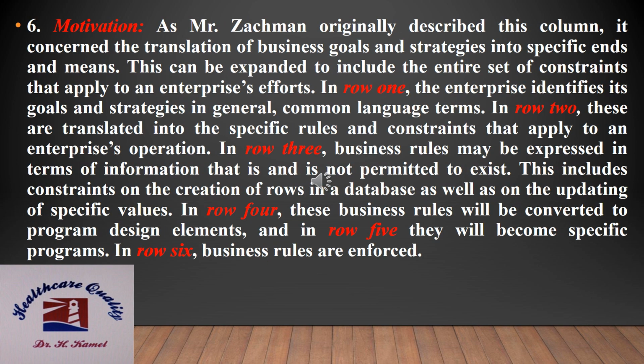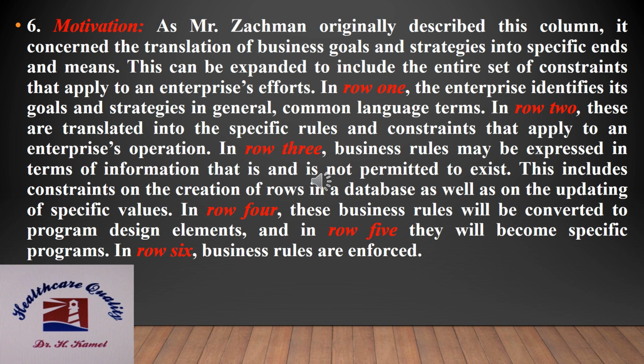The last column, column number 6, motivation. Mr. Zachman originally described this column. It concerns the translation of business goals and strategies in specific ends and means. This can be expanded to include the entire set of constraints that apply to an enterprise's efforts. In row 1, the enterprise identifies its goals and strategies in general, common language terms. In row 2, these are translated into the specific rules and constraints that apply to an enterprise's operation.